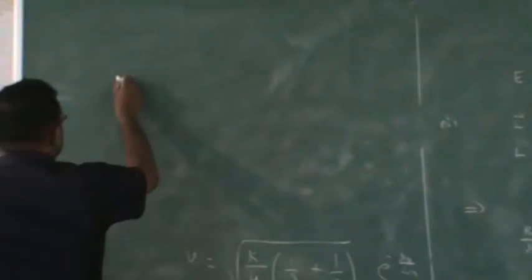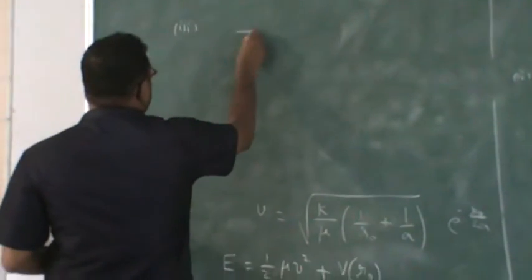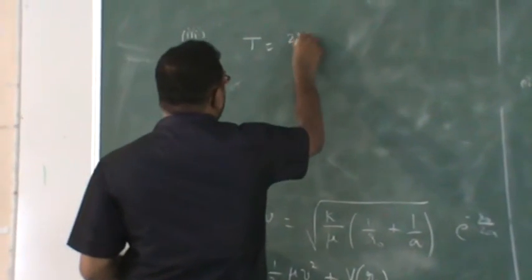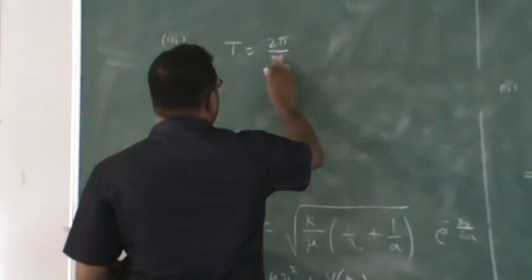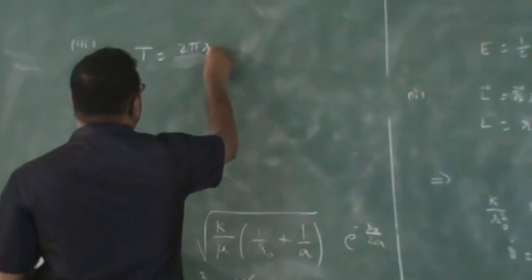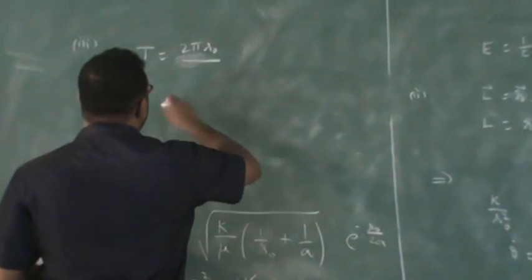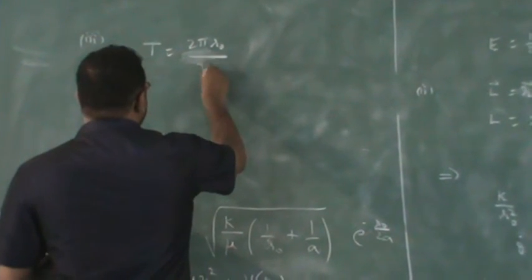The time period is T equal to 2π by ω. So you can write in terms of r₀ the time period as 2π r₀ by v, and this is v, velocity.